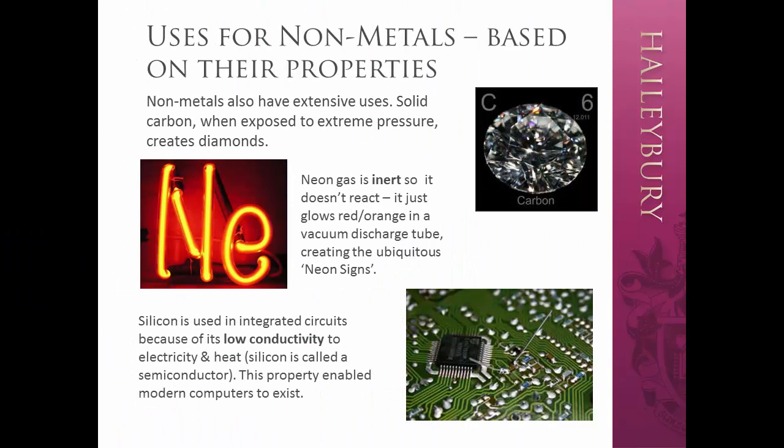Non-metals also have extensive use. Carbon, particularly in its solid form and when exposed to extreme pressure, creates diamond. Carbon is incredibly strong in its crystalline structure because of the way that the carbon atoms align themselves. Neon gas is inert, so it doesn't react with much, if anything. It glows red-orange in the vacuum discharge tube, creating the ubiquitous neon signs that we see around the town. Silicon is used in integrated circuits because of its low conductivity to electricity and heat. These properties have enabled modern computers to exist in the size and the power that we see today.